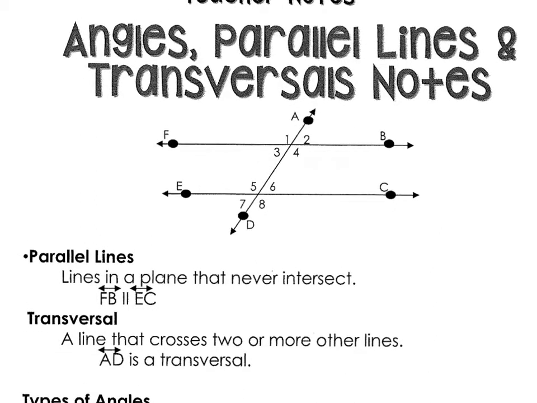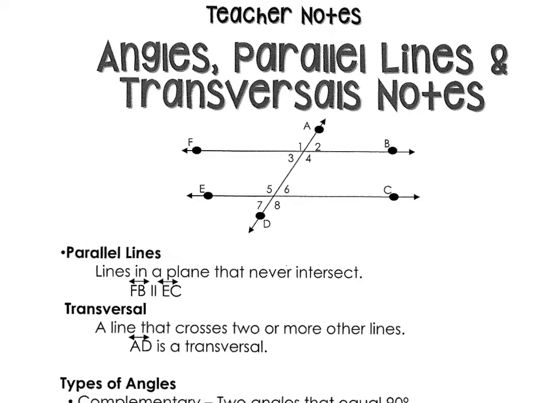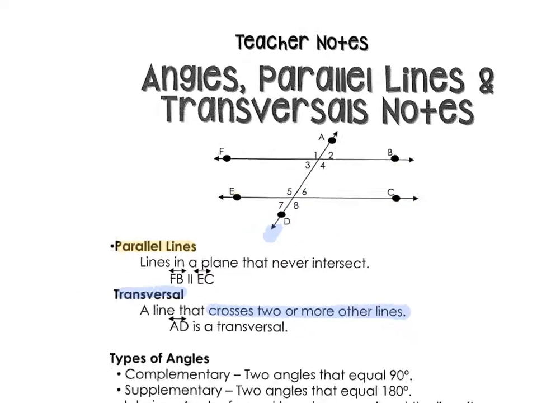So first of all, parallel lines are, you guys should know this, lines in a plane that never intersect. So for example, FB, EC. That's parallel lines. A transversal, this is the new thing, is a line that crosses two or more other lines. So the line that crosses in between those parallel lines. Okay? I'm going to go ahead and erase that.